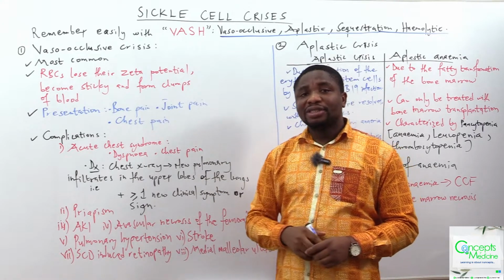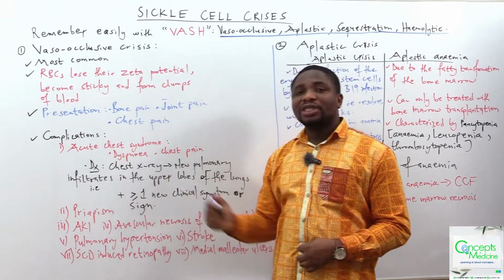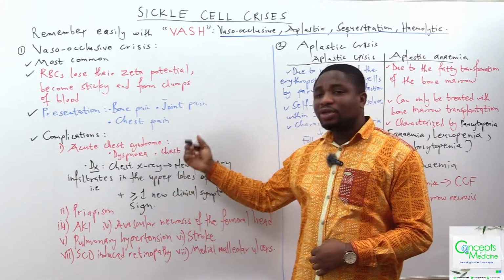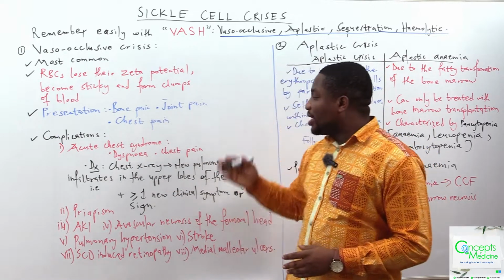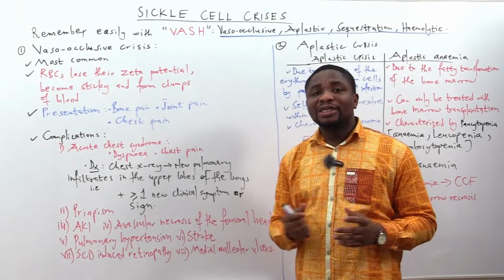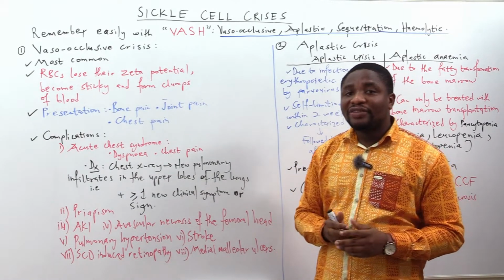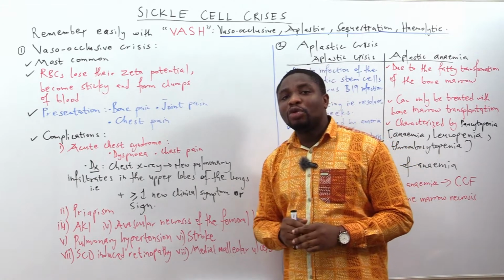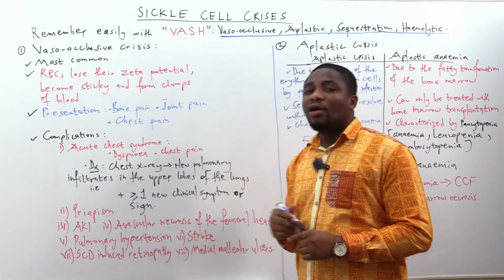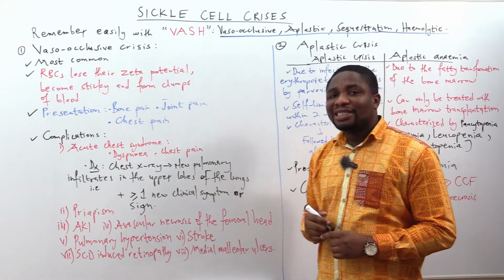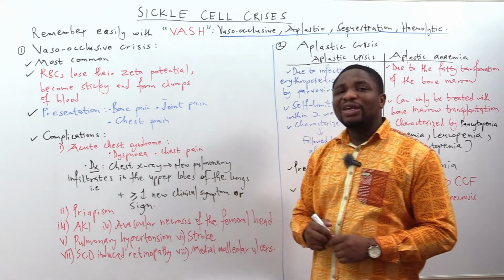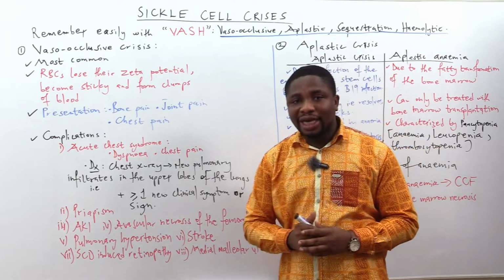Then with complications, we are looking at acute chest syndrome, which is characterized by dyspnea, that's shortness of breath, and chest pain. And with the diagnosis, you will have to request a chest x-ray. And what will be the finding? The presence of a new pulmonary infiltrate or opacity in the upper lobes of the lungs, plus at least one new clinical symptom or sign.